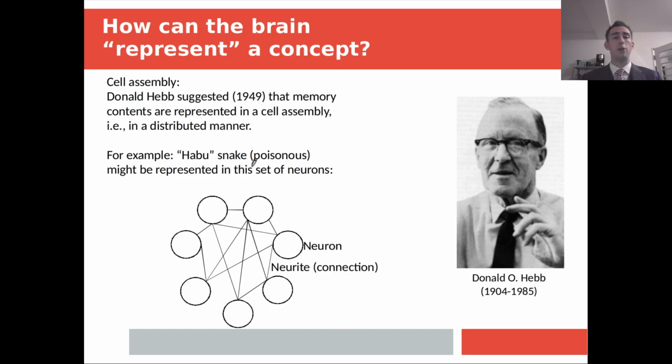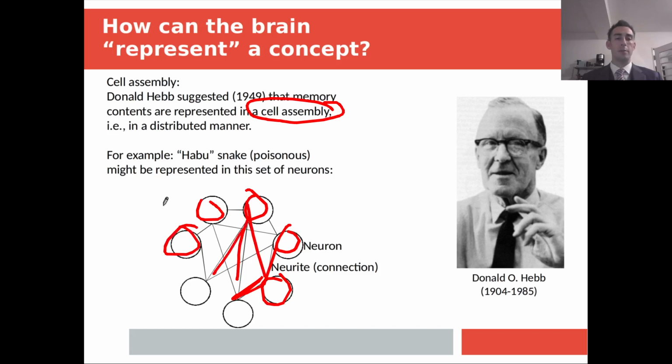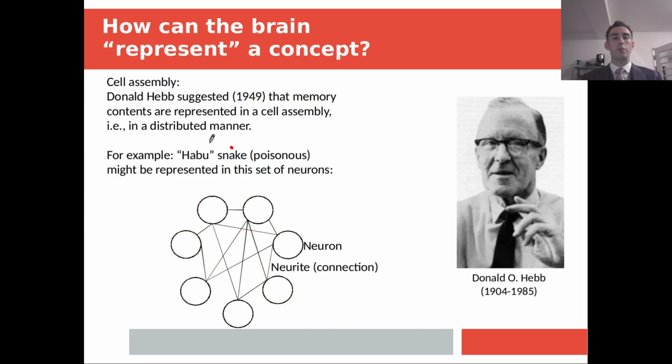Let's think about how you could represent a concept. Donald Hebb suggested in 1949 that memory concepts are represented as what he called a cell assembly, which is a distributed set of neurons connected by different connections. He called them neurites. Together these neurons represent a concept. For example, habu, or snake, poisonous, might be represented in this set of neurons.